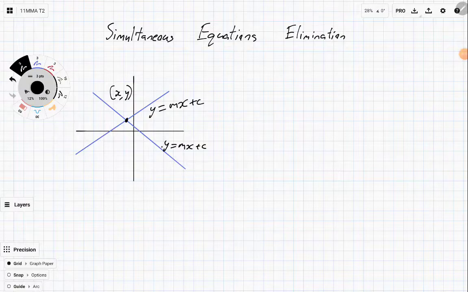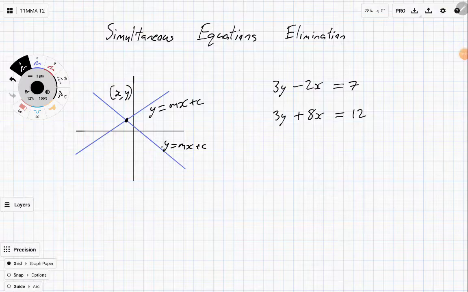So our solution cannot just be x equals, we need x equals and y equals, because we're looking for a specific point. So let's imagine we have two linear equations. 3y minus 2x equals 7, and the second one is going to be, let's say, 3y plus 8x equals 12. Okay, so these are written not as y equals mx plus c, but slightly different. But remember, these are both going to look like lines when you graph them, and they will intercept at a point.